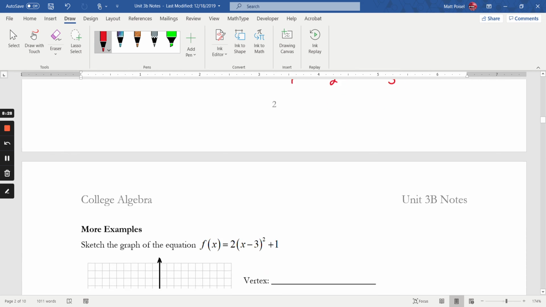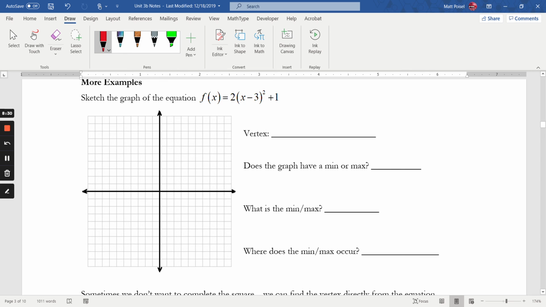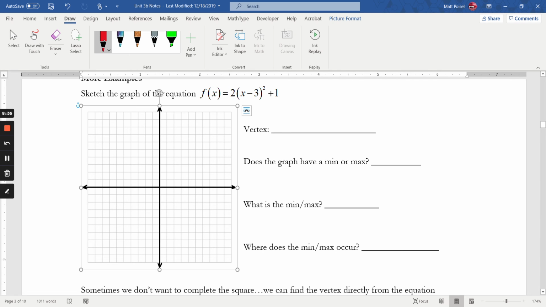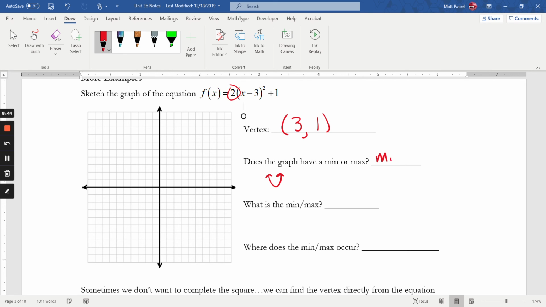Okay. Next example, real similar. Vertex, again, we just look inside the parentheses, but we think opposite of what we originally see. Outside, we think normal. This is a positive 2, so it's going to open up. So that's a min. What is the value? Is y. Where does it occur? Is x. I'm going to put a vertex at 3, 1.